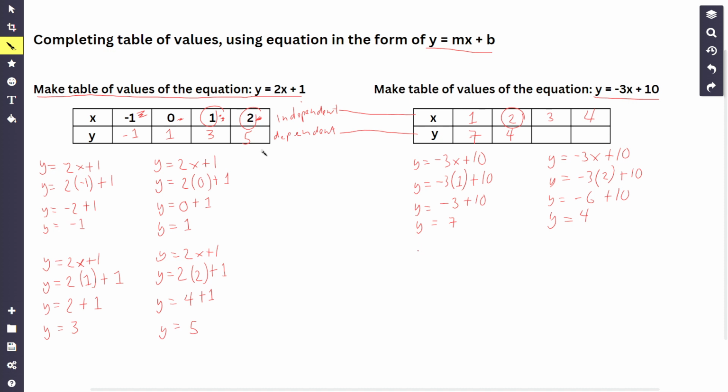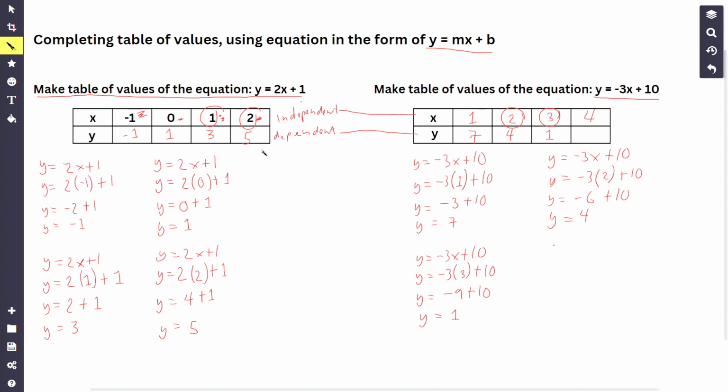So again, what's our equation? y equals negative 3x plus 10. We will use the value of x as 3. So y equals negative 3 times, again, the value of x is 3 here, plus 10. Okay. So y equals, again, same procedure. Negative 3 times 3, that's negative 9, plus 10. So y equals positive 1. So I should put here 1.